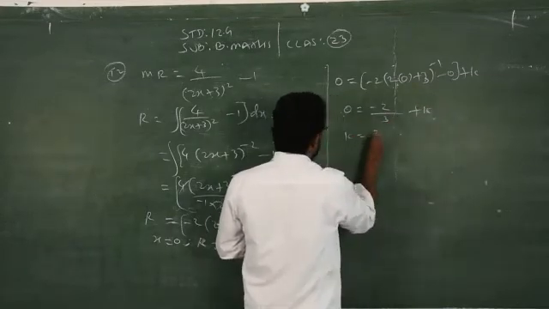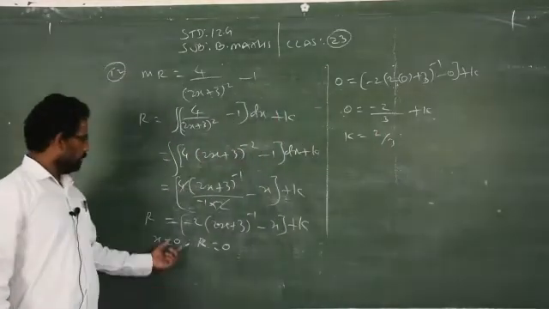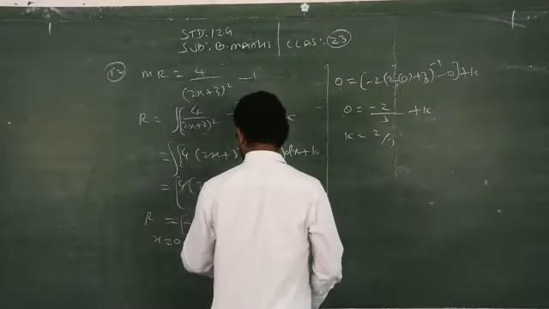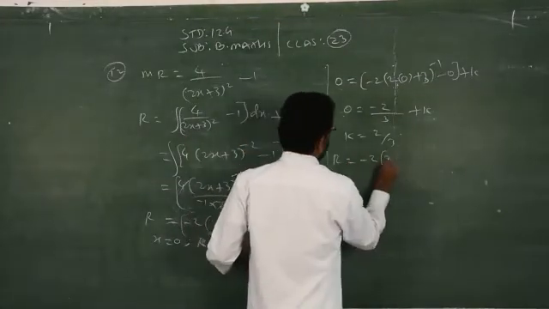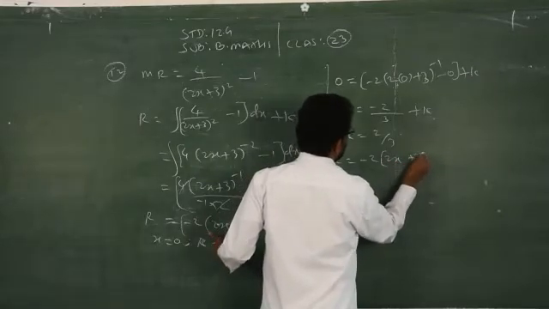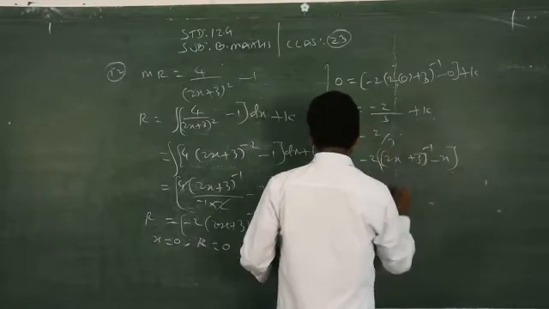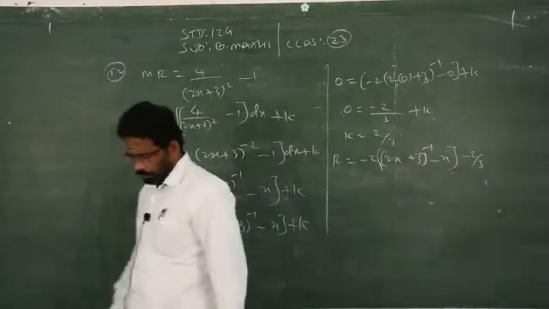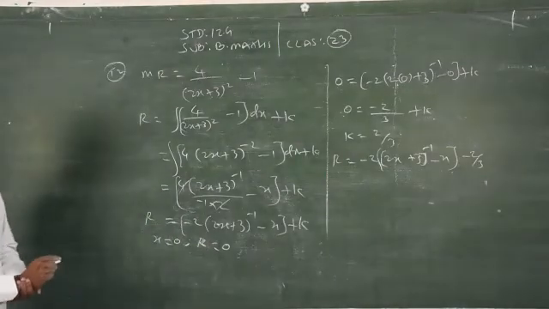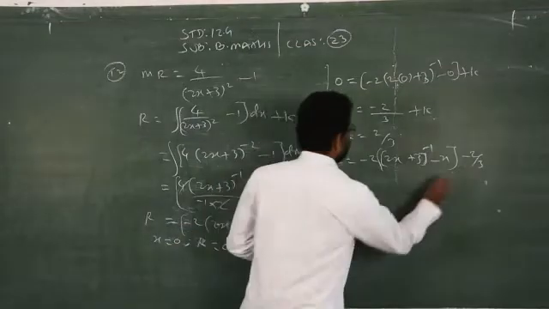So k is equal to, what will be the answer? 2 by 3. So you have to replace. R is equal to minus 2, 2x plus 3 power minus 1 minus x. This is your revenue function. Now you have to replace k is equal to plus 2 by 3.